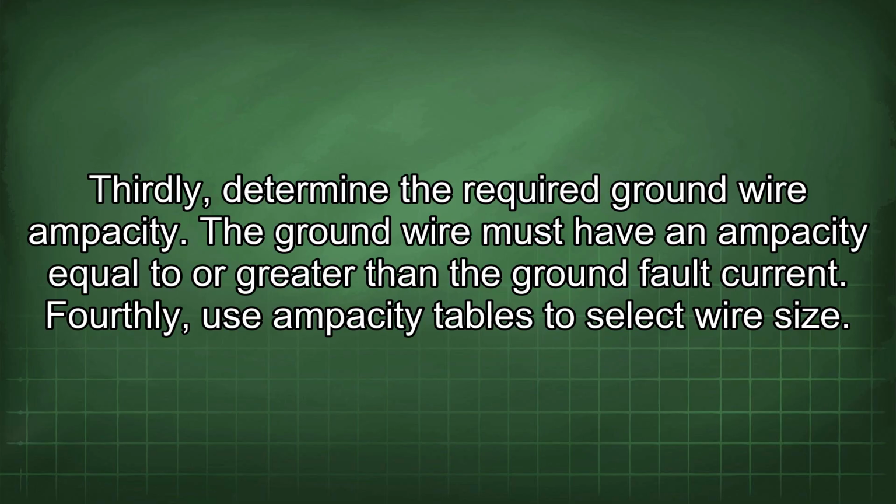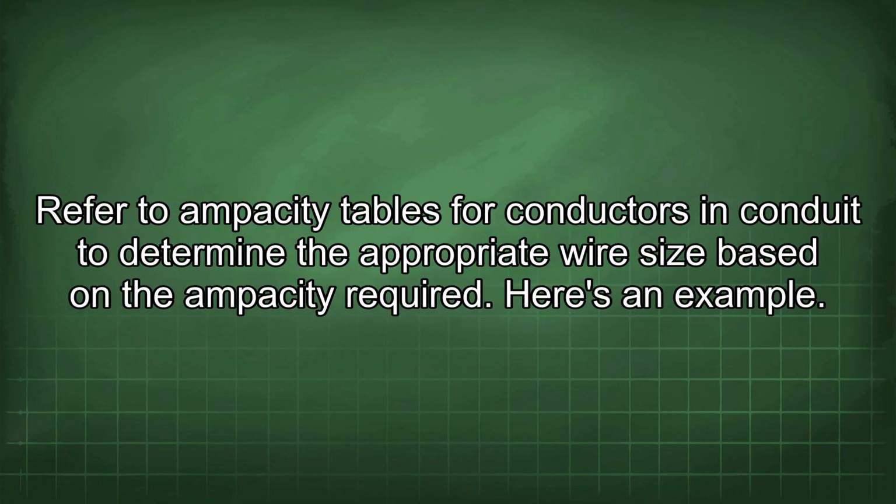Thirdly, determine the required ground wire ampacity. The ground wire must have an ampacity equal to or greater than the ground fault current. Fourthly, use ampacity tables to select wire size. Refer to ampacity tables for conductors and conduit to determine the appropriate wire size based on the ampacity required.